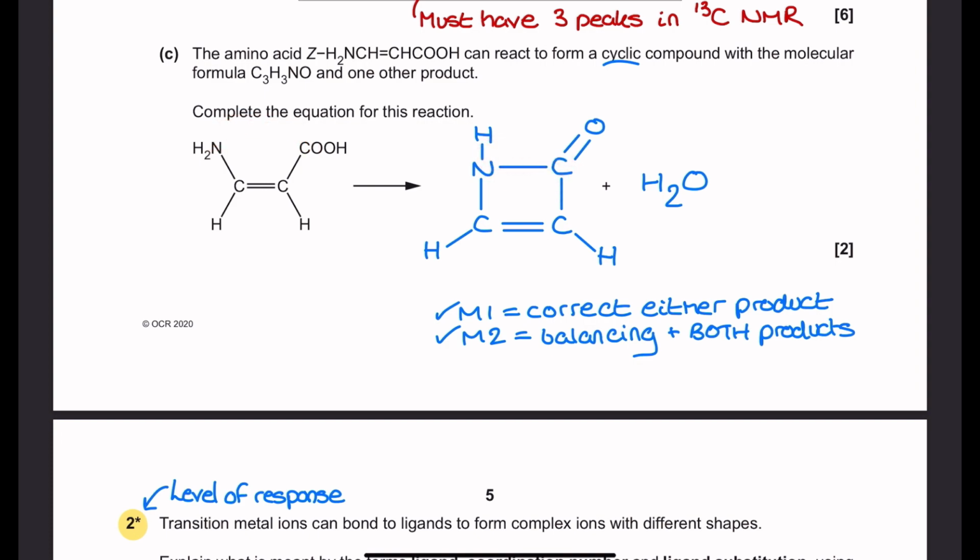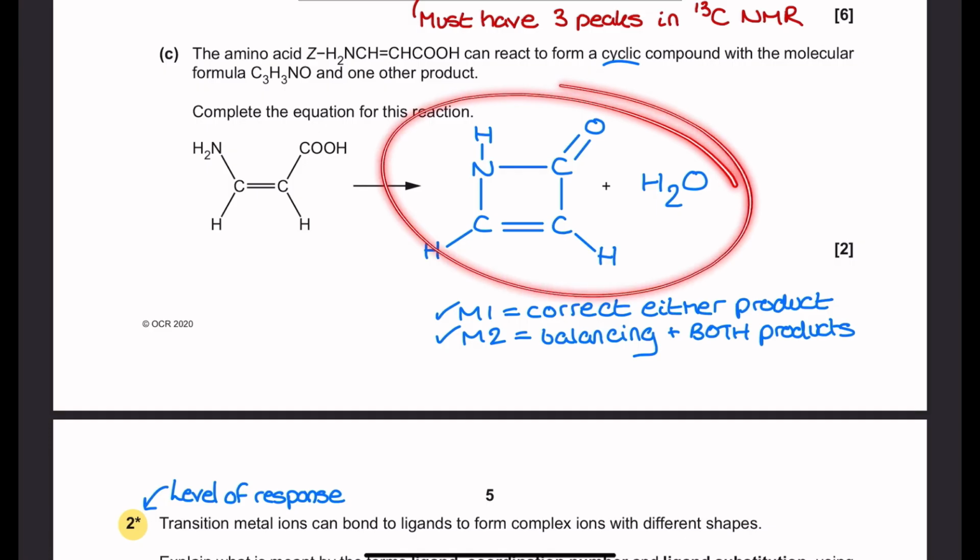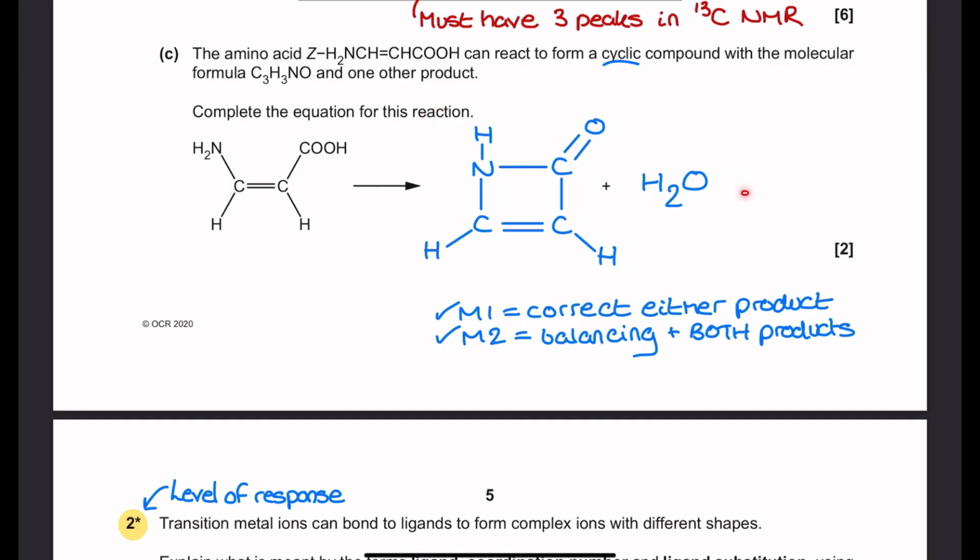You actually got a mark for this for just the water. So all you needed was one of these 2 products to get the first mark, and just putting the water alongside a completely chaotic incorrect answer would have still got you a mark. If you got both products and it was balanced correctly, which actually is no balancing just here, then you would have got the second mark as well.